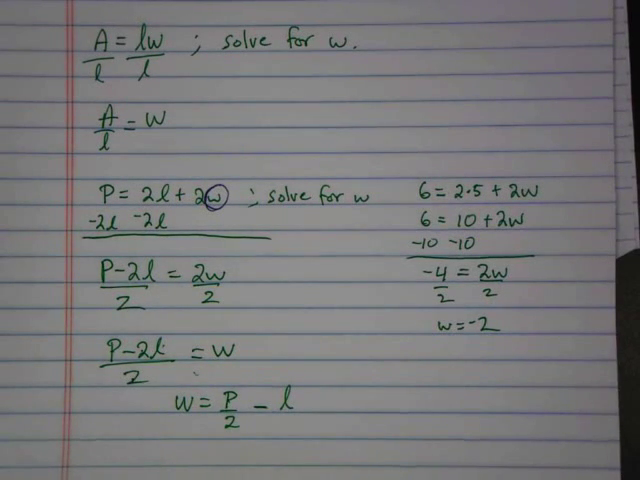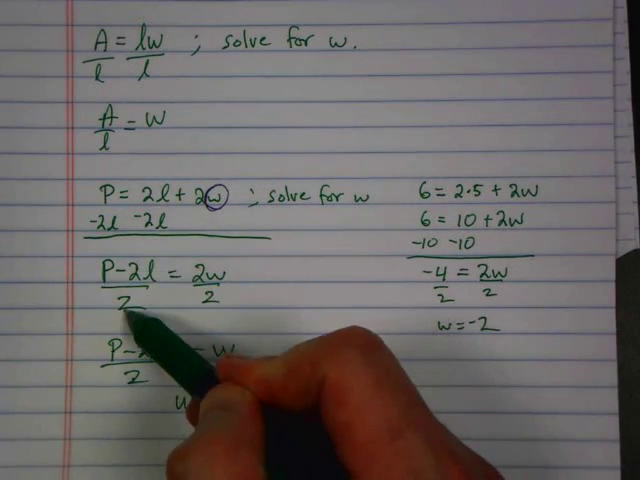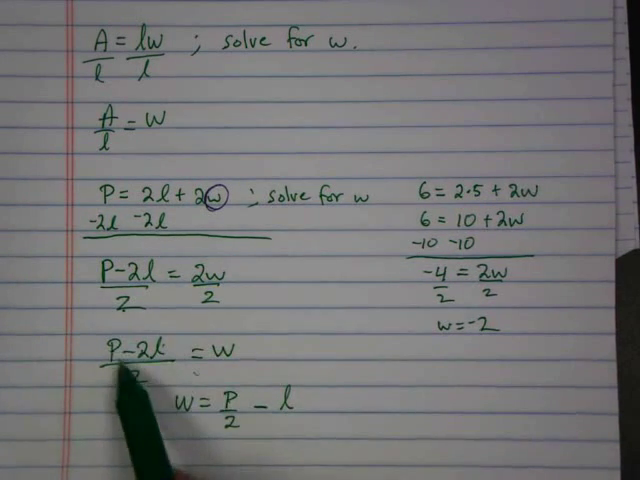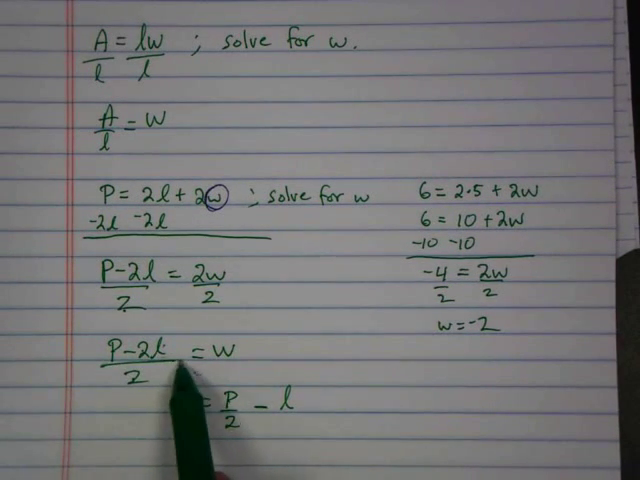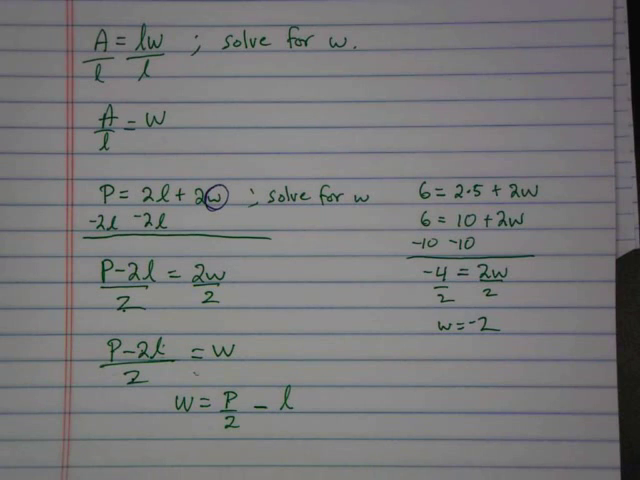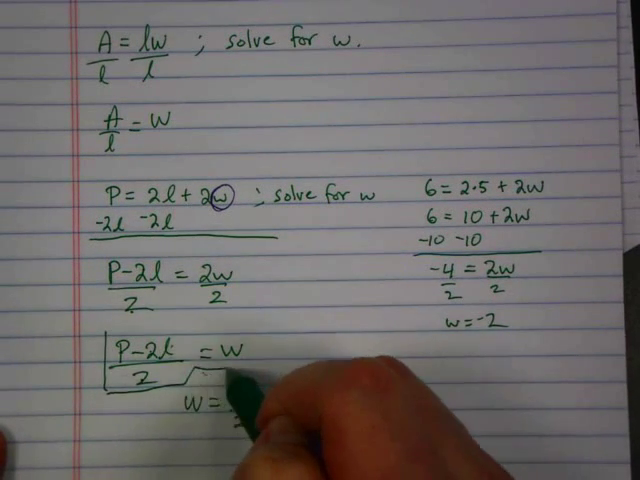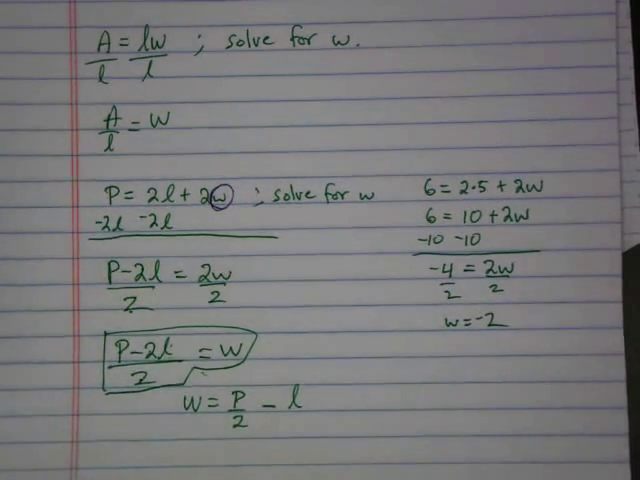But you can't just cancel this 2 with that 2 because of this big fraction bar. This big fraction bar says divide everything by 2. So it is okay if we leave it the other way? Absolutely. In fact, this is how I would expect you to leave it. That's what I would expect for an answer. But if you gave me P over 2 minus L, I would mark it correct because it is.